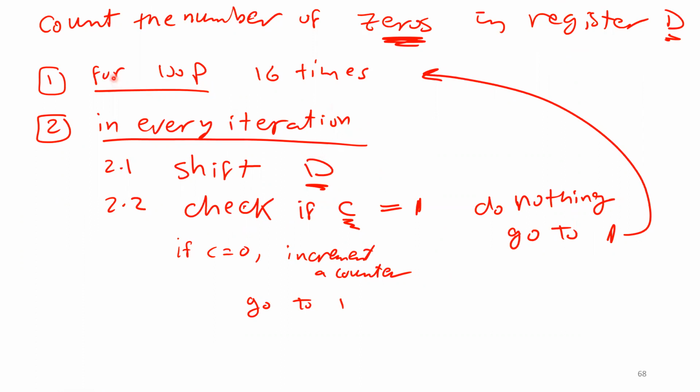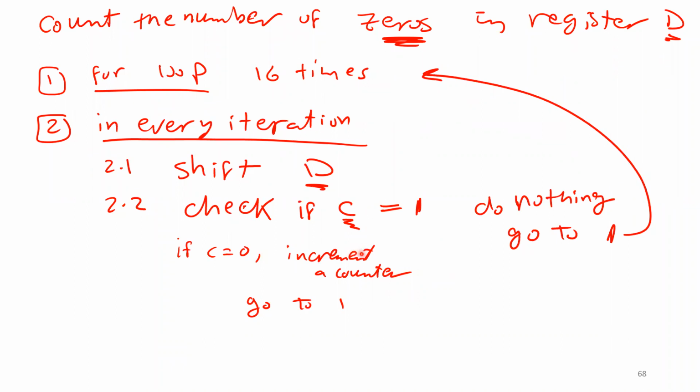Number one, I need a for loop for 16 times. Why? I'm going to tell you why. So I need to loop 16 times, because in every iteration, I'm going to shift register D. When I shift, I'm going to get 1 bit. It's going to go to the carry, right? And then I'm going to check if this bit is 1 or 0, right? And then if this bit is 0, I'm going to increment the counter. And that's it.